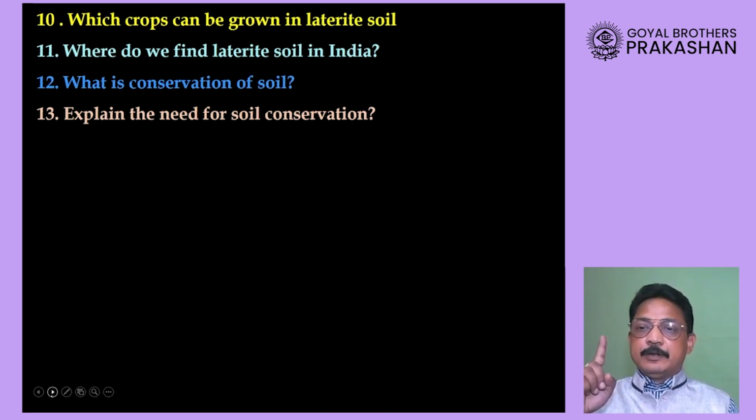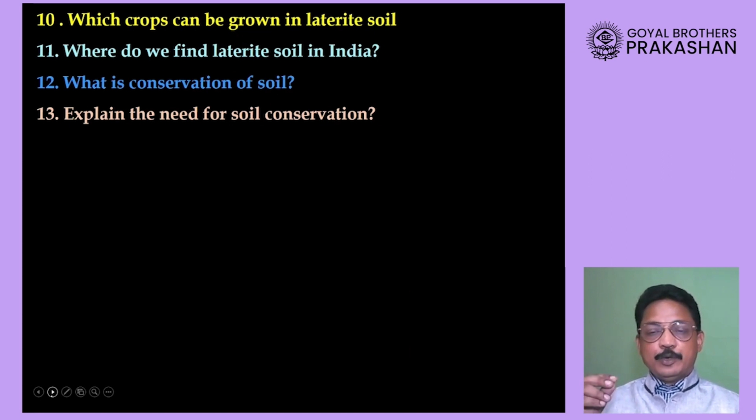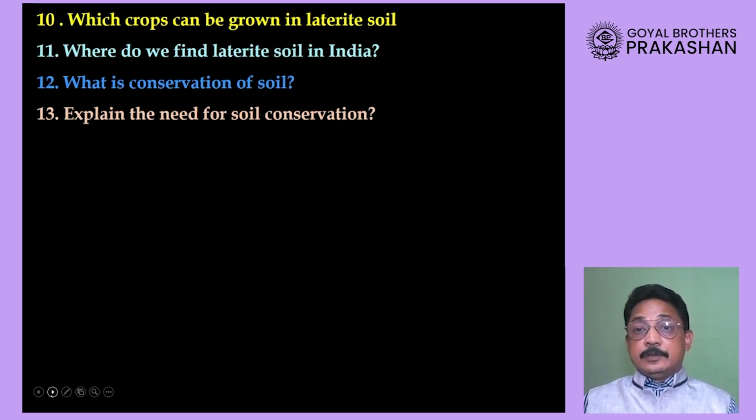Here, students, point number one: the rate of soil formation is extremely low as compared to the rate of soil erosion. Okay. Point number two: a 1 inch layer of soil formation requires 800 to 1000 years, whereas erosion of one layer of soil can take place just in a matter of 3 to 4 years. Therefore, there is an extreme need to conserve soil.